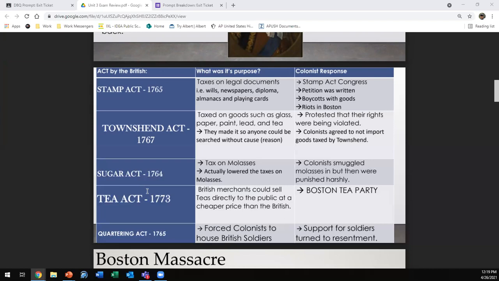In fact, some of these made prices lower. The Sugar Act makes molasses cheaper for people. The Tea Act, I believe, makes the tea cheaper as well. But why are the colonists so upset? Because there is no representation for the colonies in Parliament. They believe these taxes are unfair because they are not being represented in Parliament. Parliament is making these acts without their consent, and consent of the governed is key, according to the Enlightenment. So again, it's not about the money. Some of these things make products cheaper. It's the fact that they're being taxed without representation that is upsetting the colonies so much.